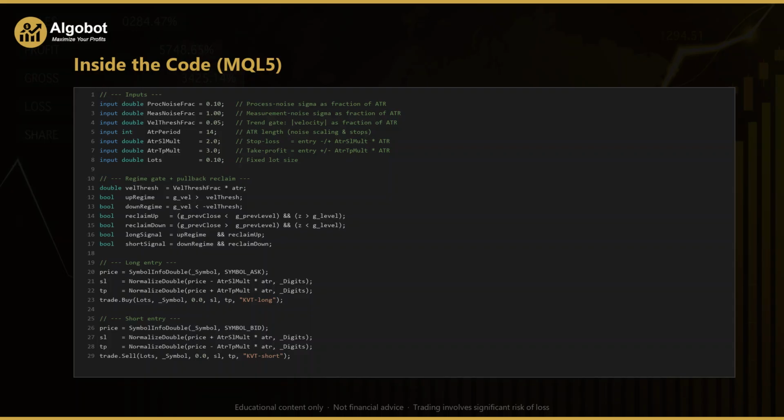For the short, it's the mirror. The entry is the bid. The stop sits above, the take profit below, and the order goes in through trade.sell. Both stops and targets are normalized to the symbol's digits. Notice how the two sides are perfectly symmetric. The same logic, simply flipped.